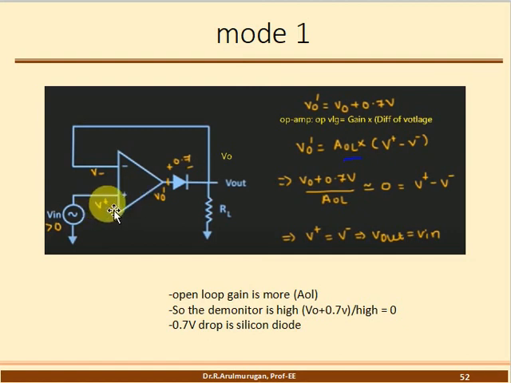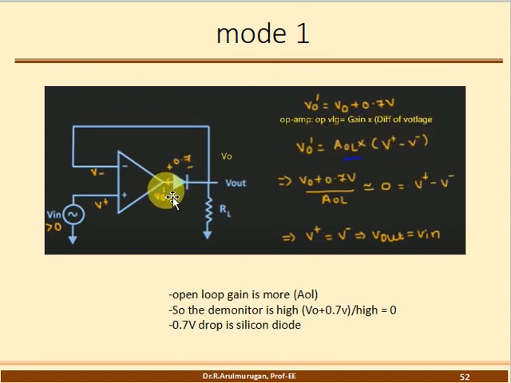When the voltage flows, this is a differential amplifier, or op-amp you can say. It takes the difference of the two inputs, and the output is V naught dash. Generally, for an operational amplifier, the output V naught dash is equal to gain multiplied by the difference of the input voltages.